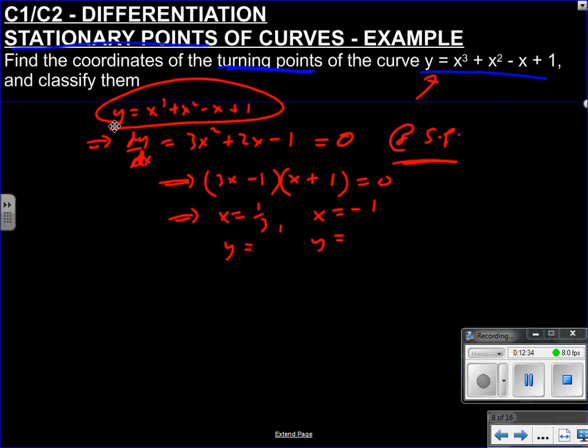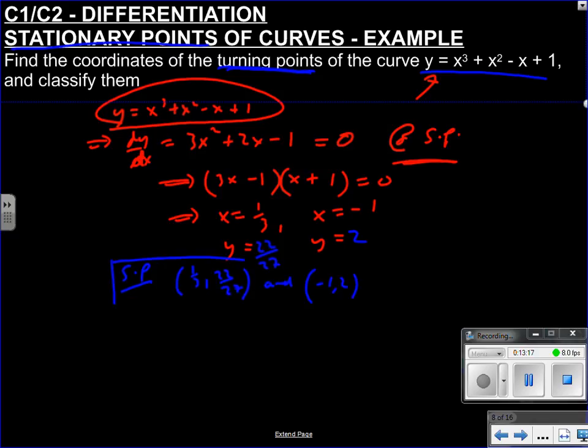So use a calculator, use that magic answer trick. So type in a third and then answer cubed plus answer squared minus answer plus 1. So that's 22 over 27. And for minus 1, answer cubed plus answer squared minus answer plus 1 is 2. Good. Okay, so for the stationary points we can now put in coordinates. And there we go.